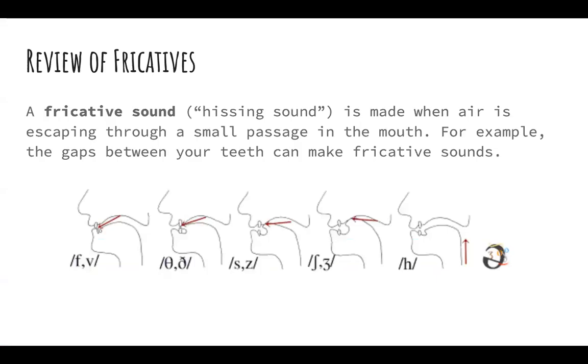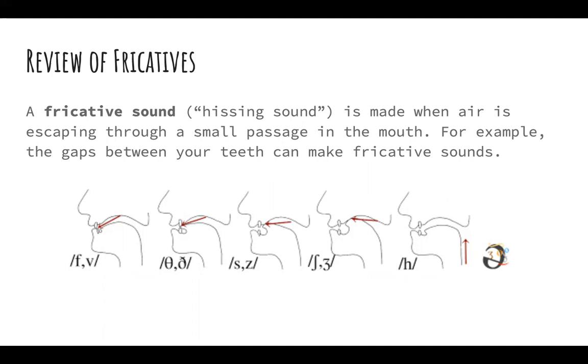So first, I'm going to review what fricatives are. A fricative sound, which is also known as a hissing sound, is made when air is escaping through a small passage in the mouth. For example, the gaps between your teeth can make a fricative sound, or the gap between your lower lip and your top teeth when you say the sound F. So you can practice doing that.